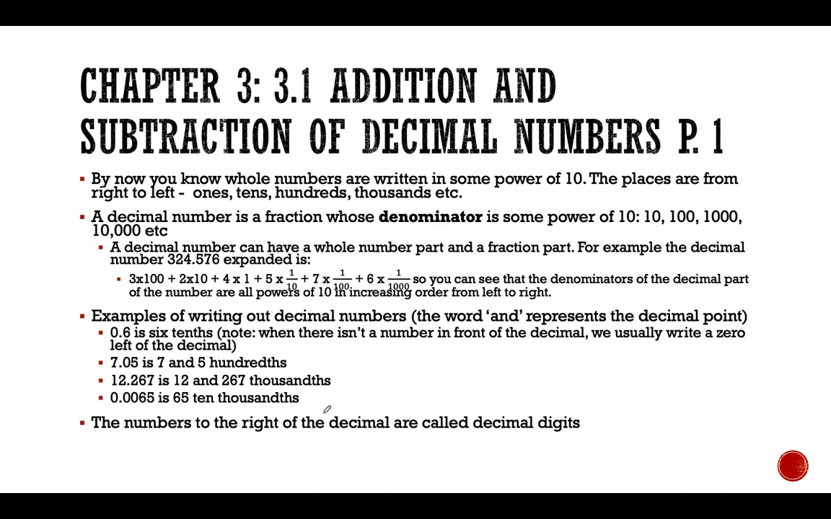12.267 is 12 267 thousandths. The 7 is in the thousandths place. 0.0065 is 65 10,000ths. The numbers to the right of the decimal are called decimal digits.